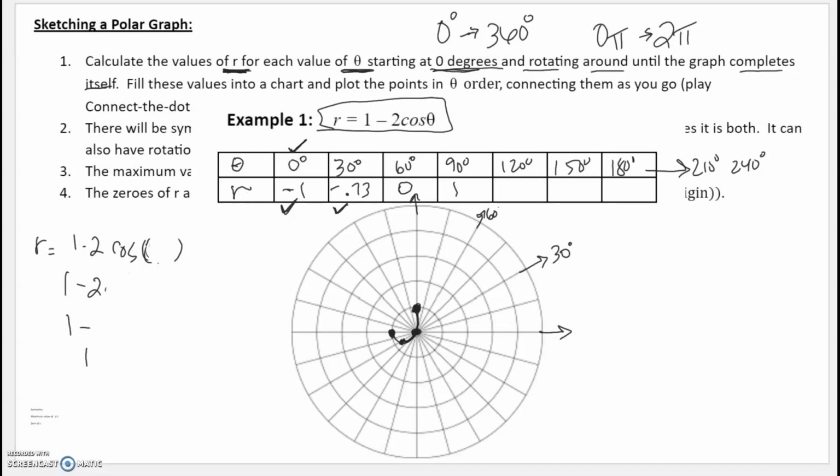All right, next one is 120 degrees. The cosine of 120 is negative 1/2. 2 times negative 1/2 is positive 1. 1 plus 1 is 2. So 120, I'm going to face 120 and go out to the second ring. Oh, that's interesting. I feel very much like I'm just making a curlicue.